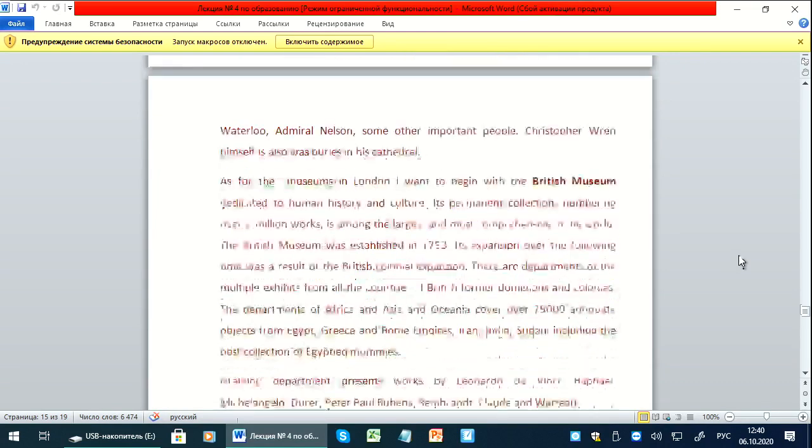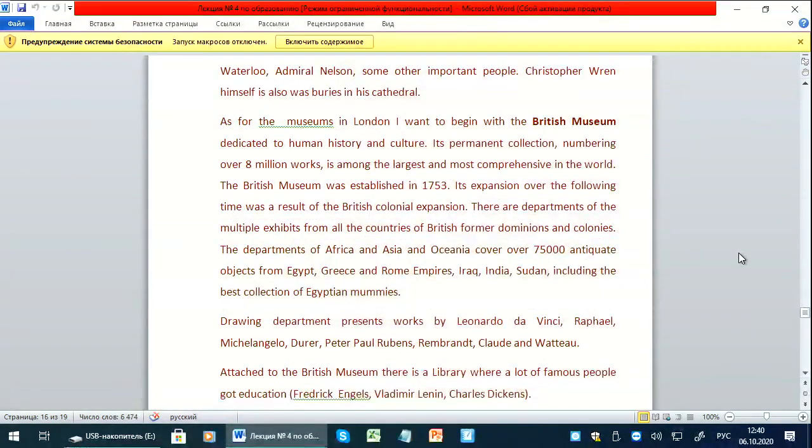There are departments of multiple exhibits from all the countries of Britain's former dominions and colonies. The departments of Africa, Asia and Oceania cover over 75,000 antique objects from the Egyptian, Greek and Roman empires, from Iraq, India, Sudan, including the best collections of Egyptian mummies.